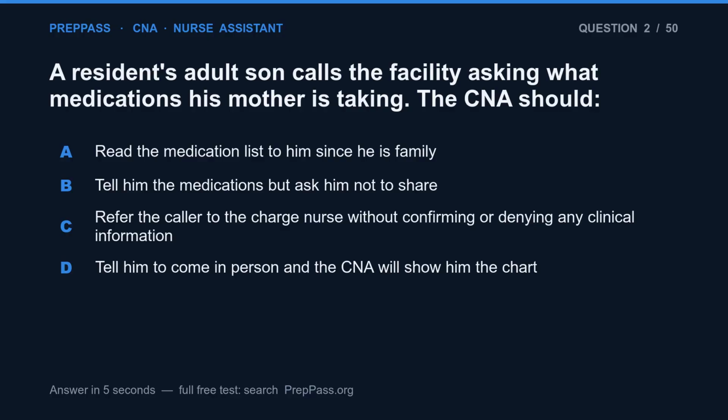Question 2. A resident's adult son calls the facility asking what medications his mother is taking. The CNA should: A. Read the medication list to him since he is family. B. Tell him the medications but ask him not to share. C. Refer the caller to the charge nurse without confirming or denying any clinical information. D. Tell him to come in person and the CNA will show him the chart.